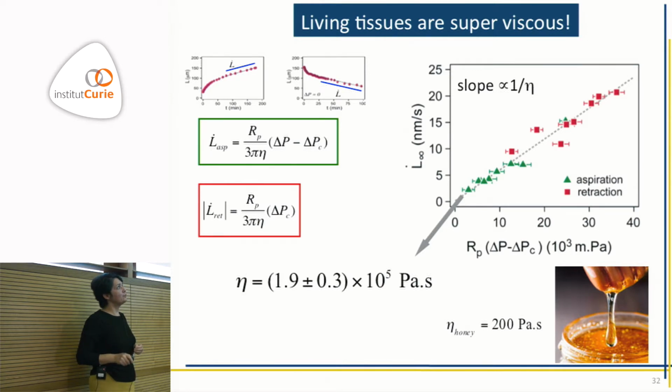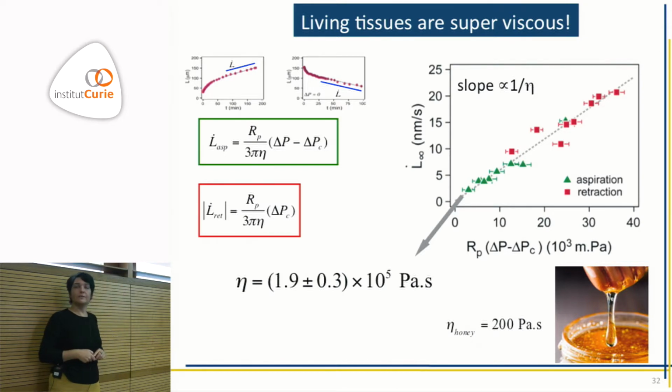Just to compare, when we talk about tissue viscosity, it's a very large number, because honey is already 200 Pascal times second, which is quite a viscous material already. So this was quite encouraging, and our result here was very close to what people have found with other techniques. It showed that even though you are applying a pressure, that doesn't affect your measured value.